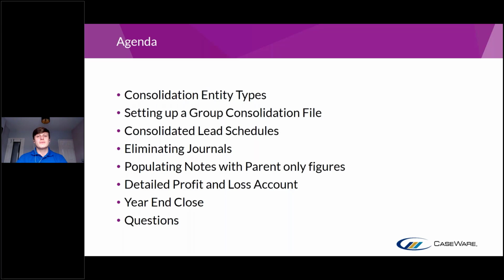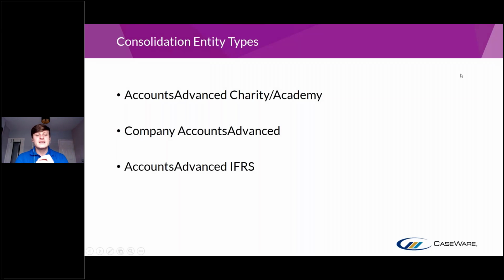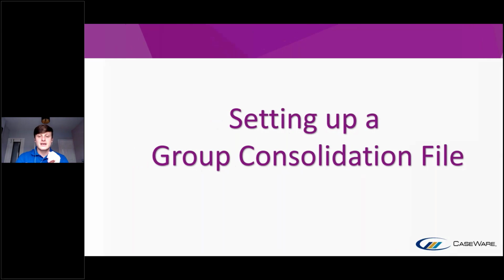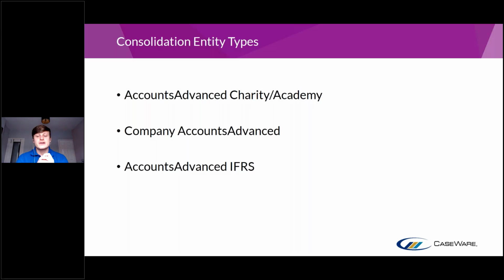On today's webinar, we're just going to start with the very basics, the consolidation entity type. So what type of accounts can we create consolidations on? Now to do that, I have the next slide, where we can see there are three main templates that we can create consolidated accounts on. Within the Accounts Advanced Charity and Academy template, if your parent company is a charity or academy, then you can prepare consolidated accounts with a traded subsidiary that is prepared under FRS 102. So you can consolidate a 102 entity with the charity if that is the parent entity.